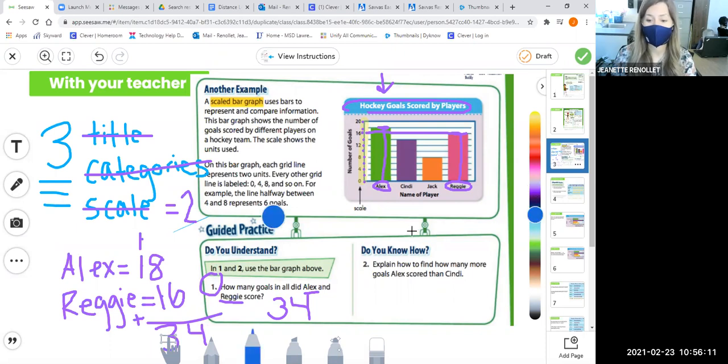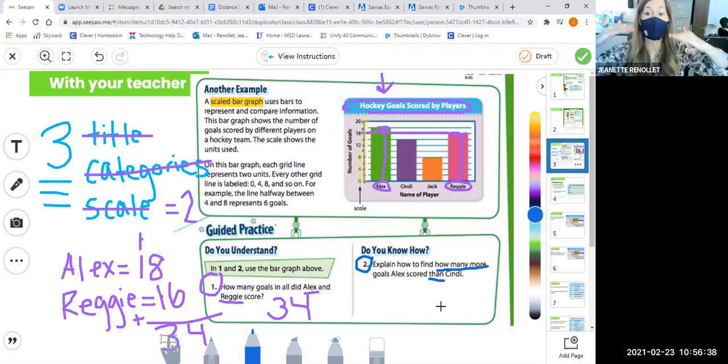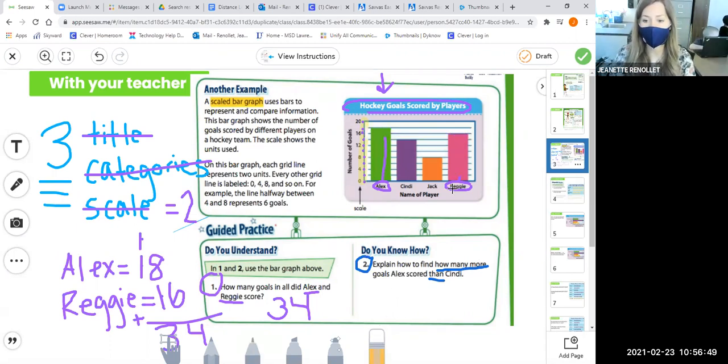Let's do number 2. Number 2 says, explain how to find how many more goals Alex scored than Cindy. So now we're comparing those words, how many more than. We're making a comparison. We can use the graph. We can look at the graph to see which bar has more, and we can determine how to find that out. So let's look at the graph for Alex and Cindy.